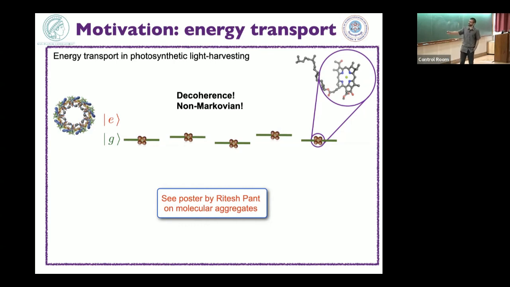If you want to know a little bit more about complications that happen there, I advertised the poster by Ritesh Pant. He's dealing with molecular aggregates. So this guy.